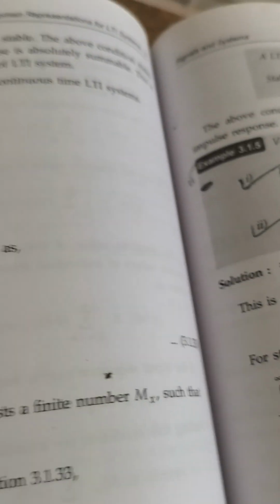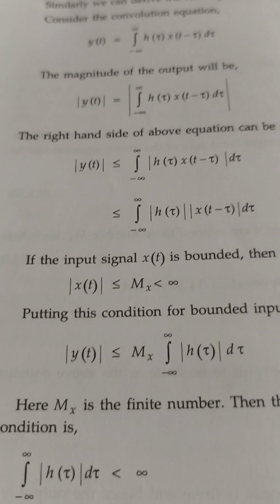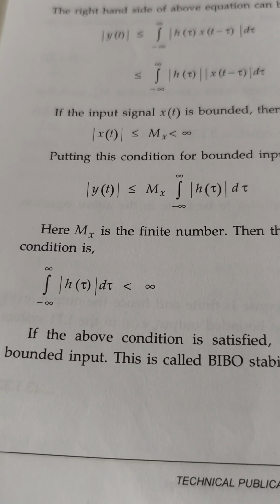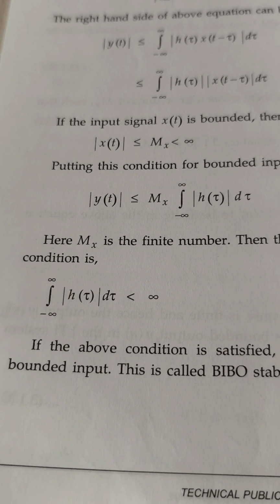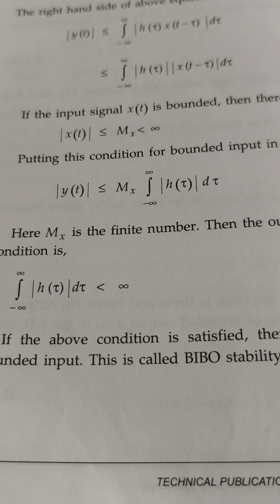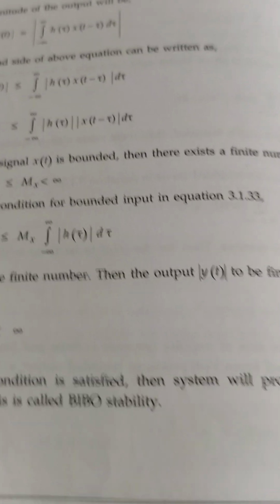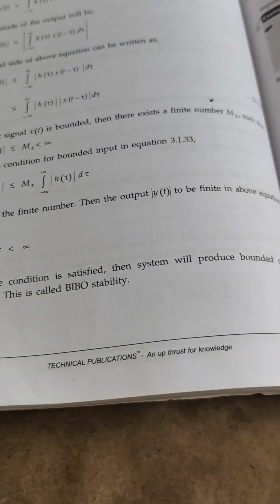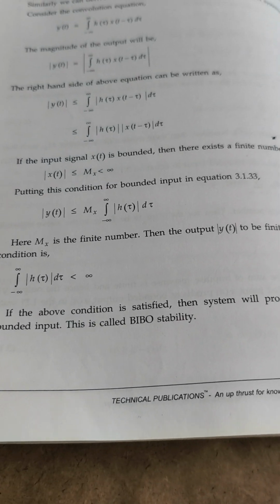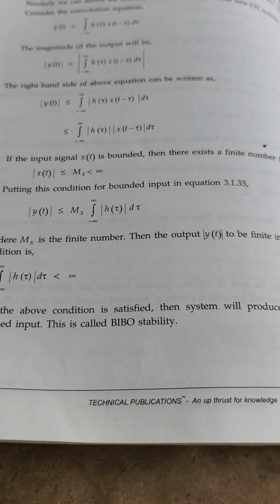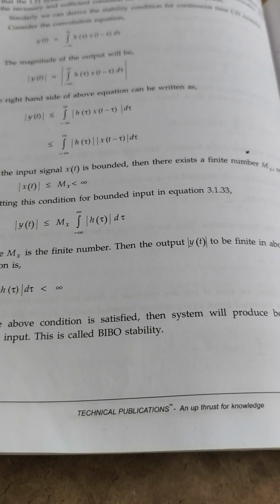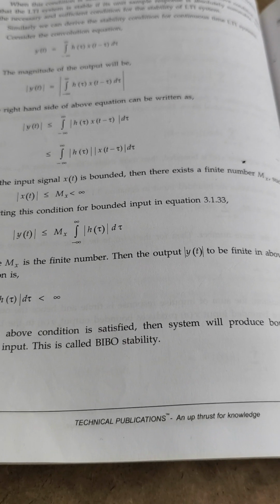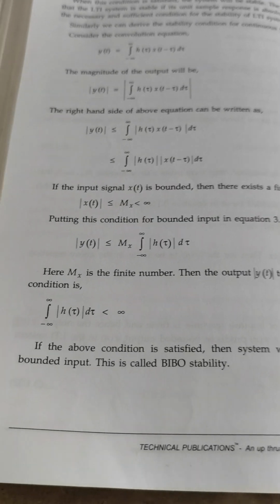Similarly, for a continuous time system, the condition is the integration from minus infinity to plus infinity of modulus of h of tau d tau. If it is less than infinity, then we can say the system is stable. If the above condition is satisfied, then the system will produce bounded output for bounded input. This is called BIBO stability. BIBO means bounded input, bounded output; systems which produce bounded output for bounded input are called stable systems.